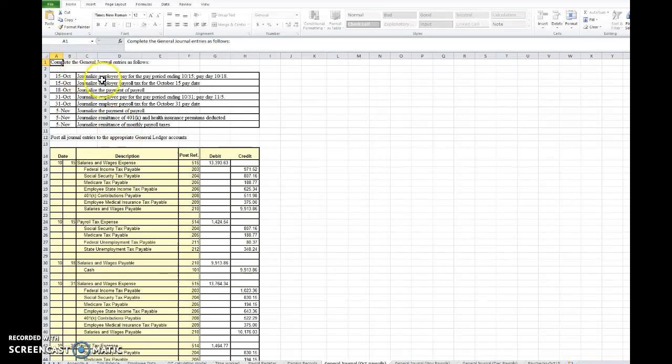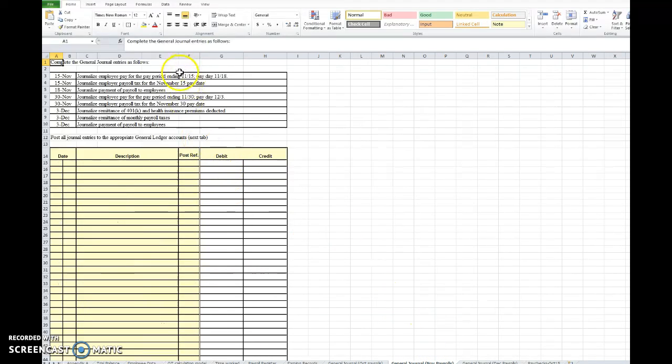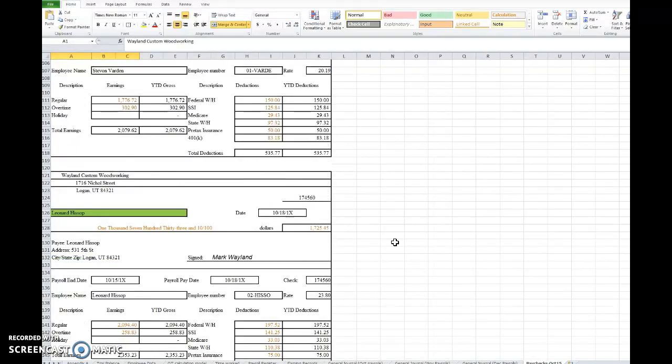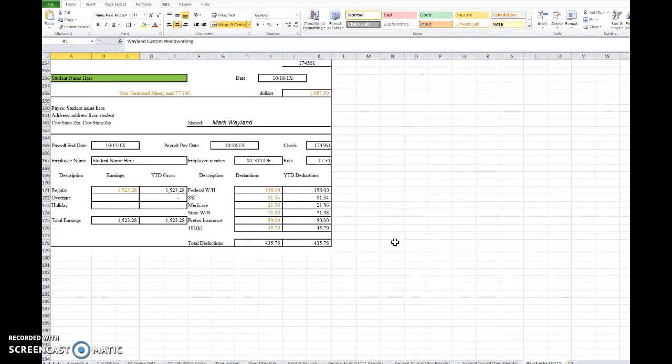So you're going to journalize the employee pay for November 15th, and then you're going to journalize the employer tax for November 15th, and then you're going to journalize the payment of payroll to employees, and you're going to do the same thing for the second payroll check in November, along with the monthly payroll taxes and the payment to employees, and you would do the exact same thing for December. And this is just paychecks for December 15th. This was just a guide to utilize.